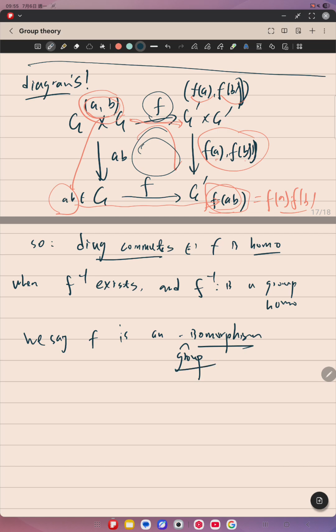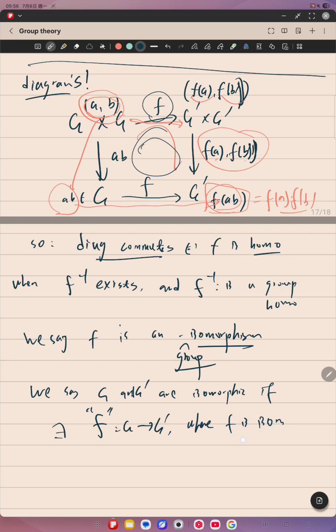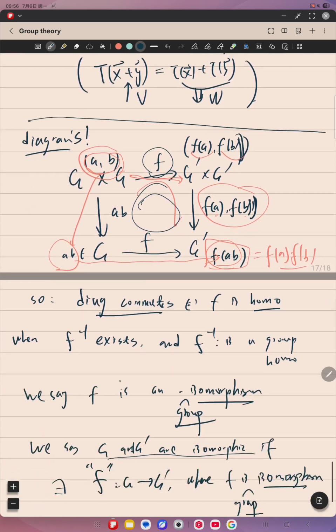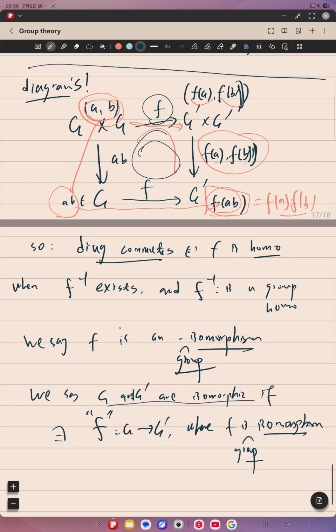Okay, so more abstractly, we say that G and G prime are isomorphic if there exists f from G to G prime where f is a group isomorphism. Okay, so this is the definition. So basically, when I say G and G prime are isomorphic, I'm saying that they are the same group up to relabeling.